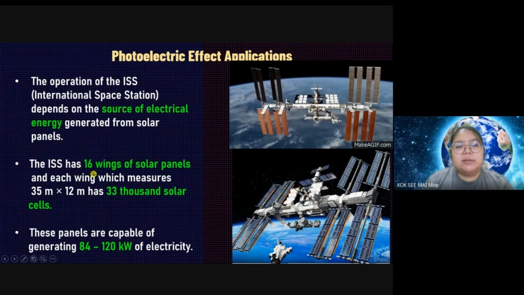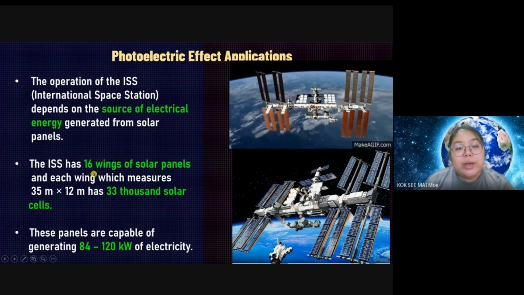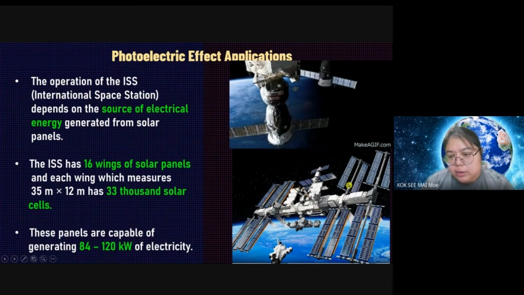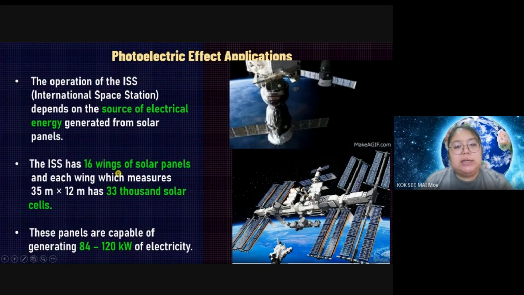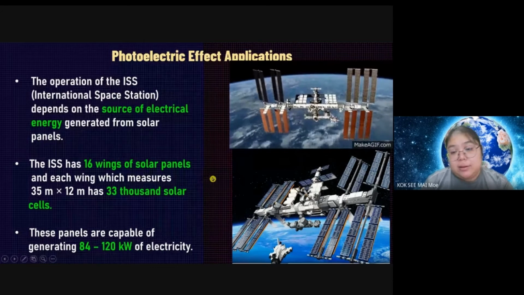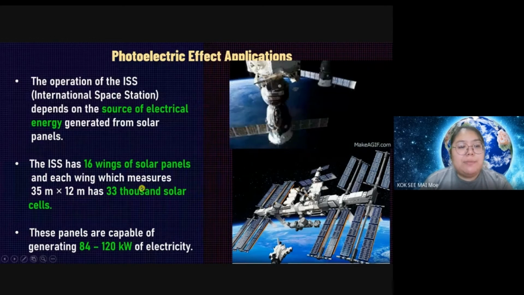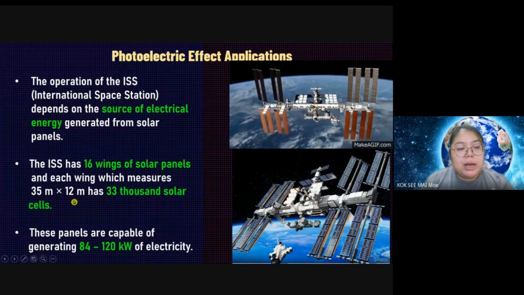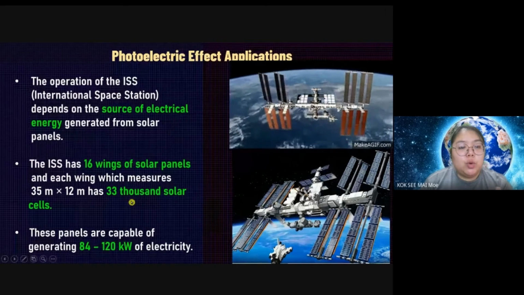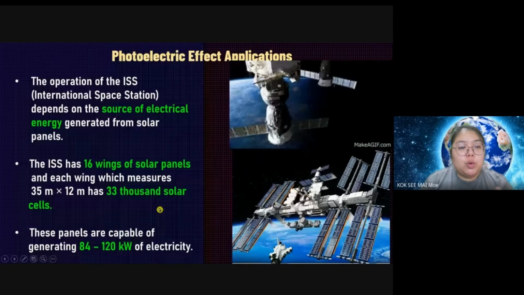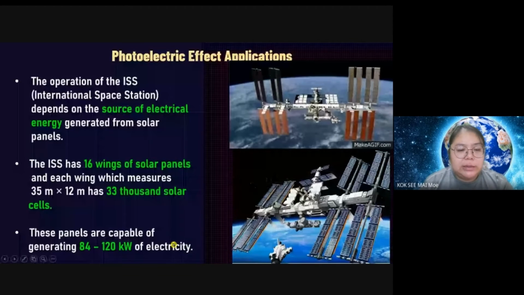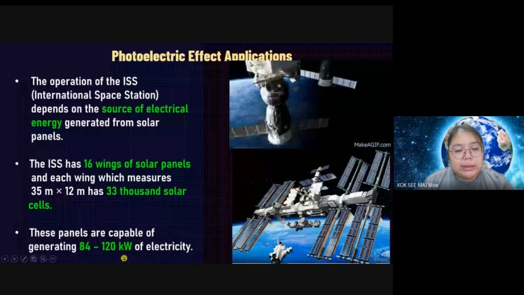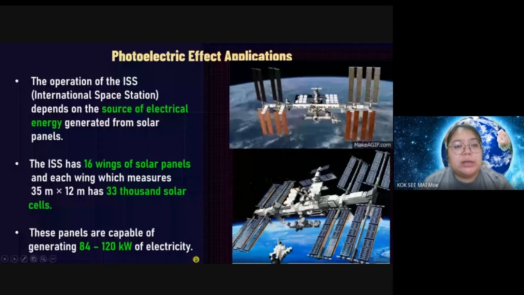So this one, the ISS has 16 wings. You count, lah. I count here there are 14, then after that there are 2 more in front. Then they have 60 wings of solar panel. And every wing measures 35 by 12. Then after that, 8,000 solar cells. Okay, inside there are solar cells. Then this one panel is able to generate 84 to 120 kilowatts of electricity.